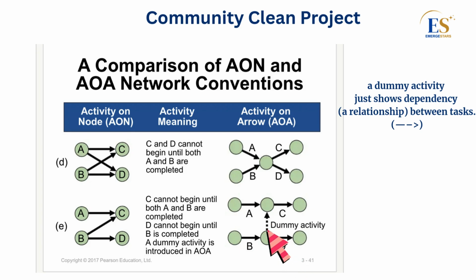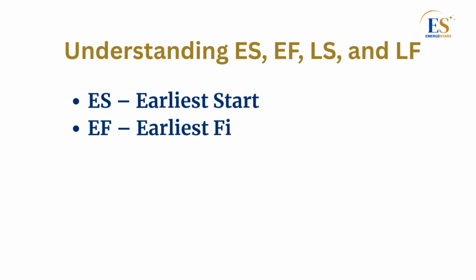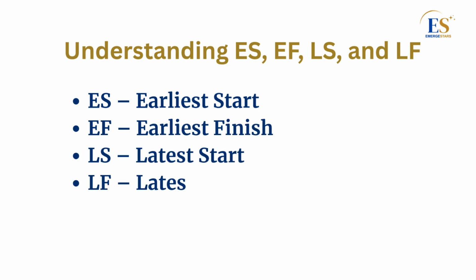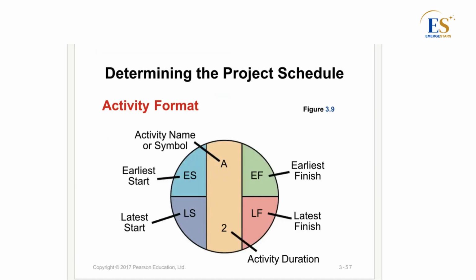To perform critical path analysis, we calculate 4 key values for each activity. ES, earliest start. EF, earliest finish. LS, latest start. LF, latest finish. ES and EF tell us when an activity can start and finish. LS and LF tell us when it must start and finish without delaying the project.